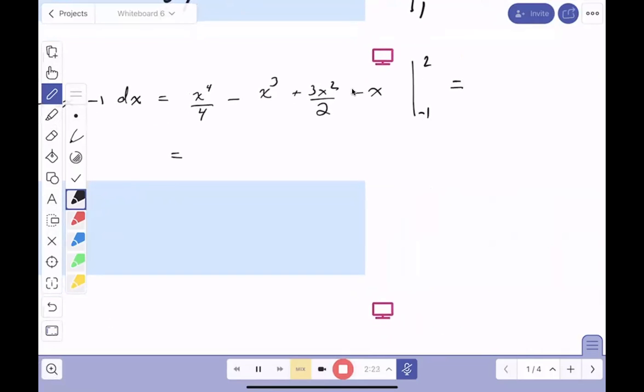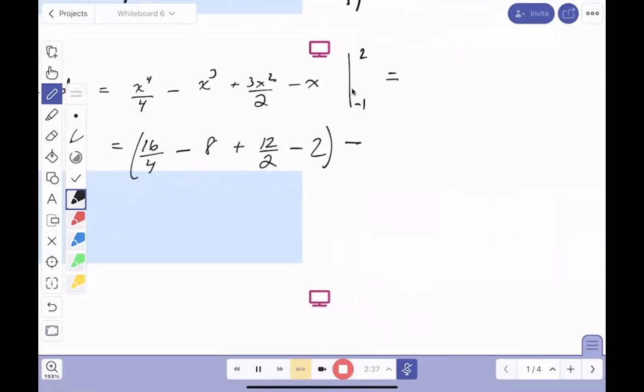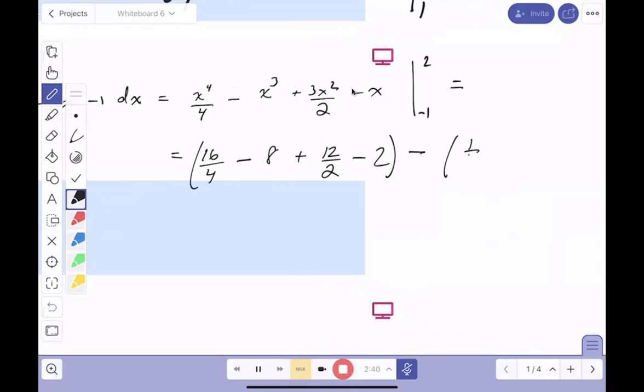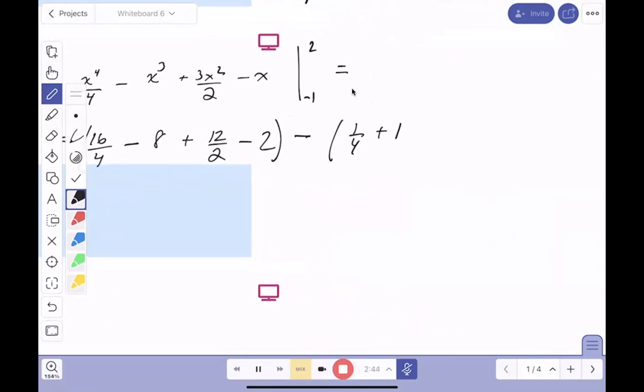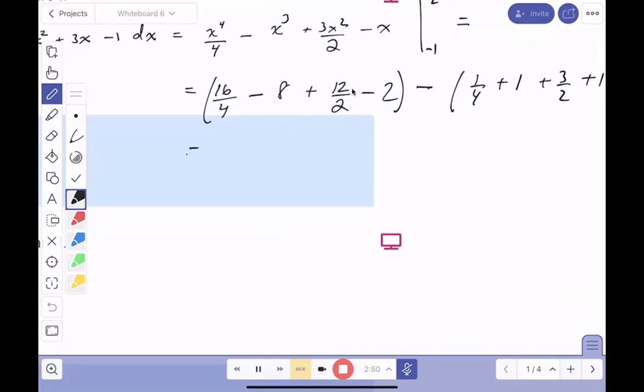Well, 2 to the 4th power is 16, so 16 quarters minus 8. I'm plugging in 2, by the way. What do you get over there? 12 halves minus 2, minus... it's a lot of work though, isn't it? What do you get over there? 1 quarter plus 1. I'm plugging in minus 1 now. Plus 3 halves plus 1. All right, it's work. I got to put the work down for you though.